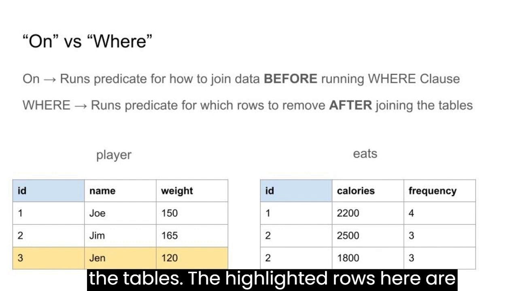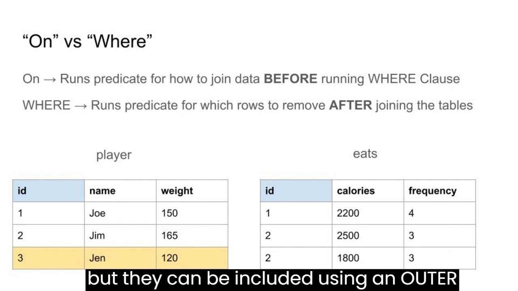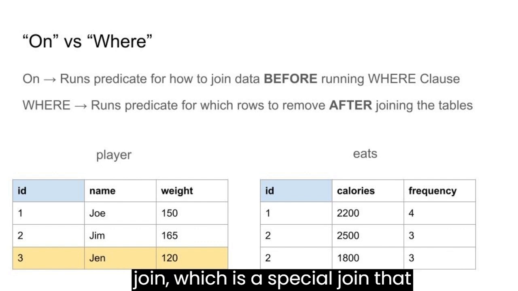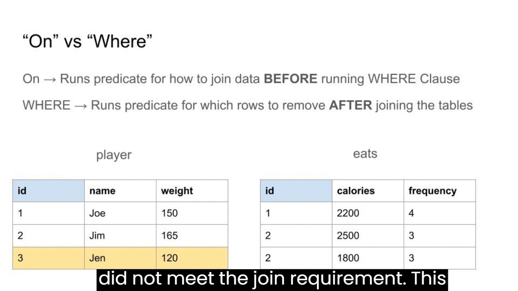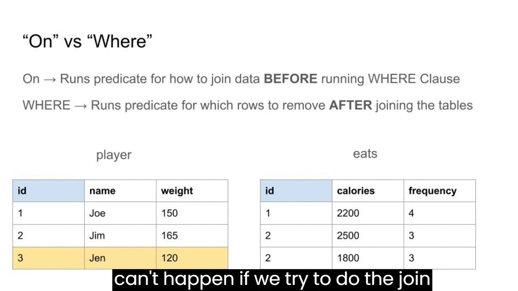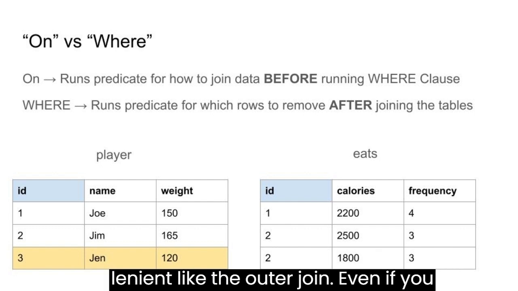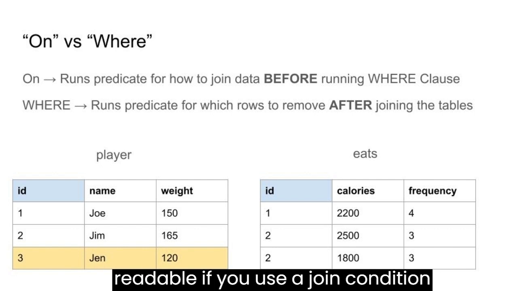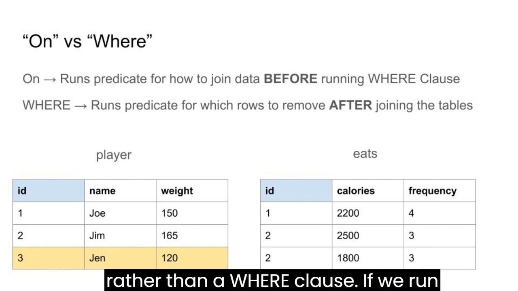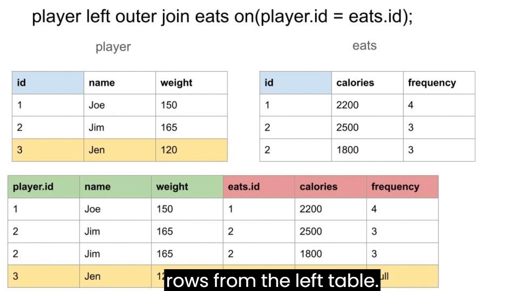The highlighted rows here are not matched on a join condition using ID, but they can be included using an outer join, which is a special join that includes rows from a table where the row did not meet the join requirement. This can't happen if we try to do the join using a WHERE clause, because it won't be lenient like the outer join. Even if you don't use an outer join, joins are more readable if you use a join condition rather than a WHERE clause. If we run this left join, it includes our unmatched rows from the left table.